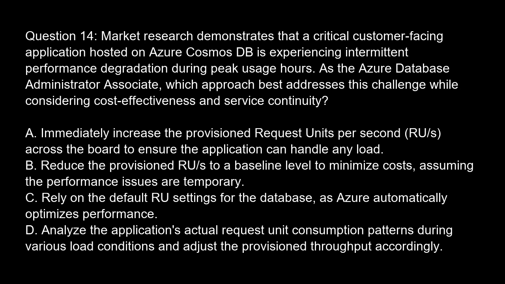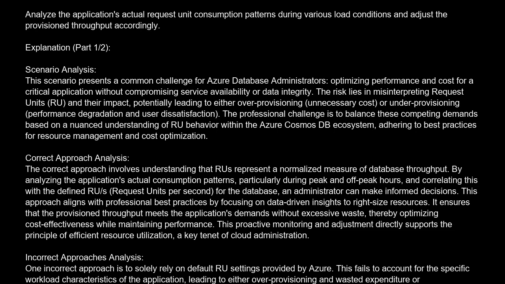Reduce the provisioned RU/s to a baseline level to minimize costs, assuming the performance issues are temporary. Option C. Rely on the default RU settings for the database, as Azure automatically optimizes performance. Option D. Analyze the application's actual request unit consumption patterns during various load conditions and adjust the provisioned throughput accordingly. The correct answer is D. Analyze the application's actual request unit consumption patterns during various load conditions and adjust the provisioned throughput accordingly.